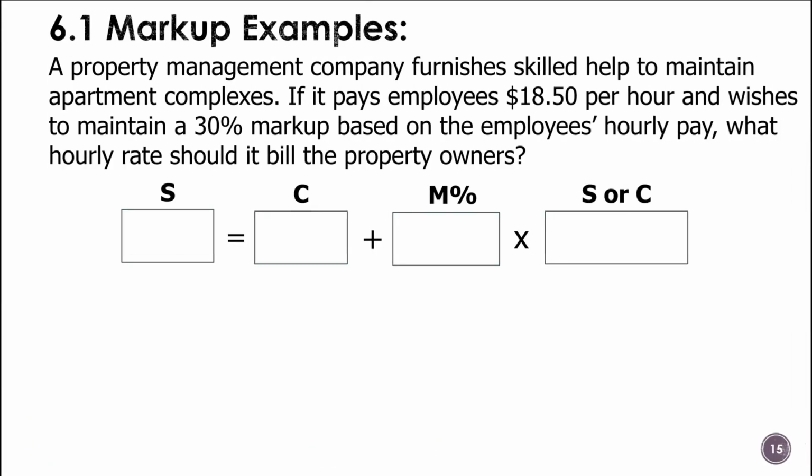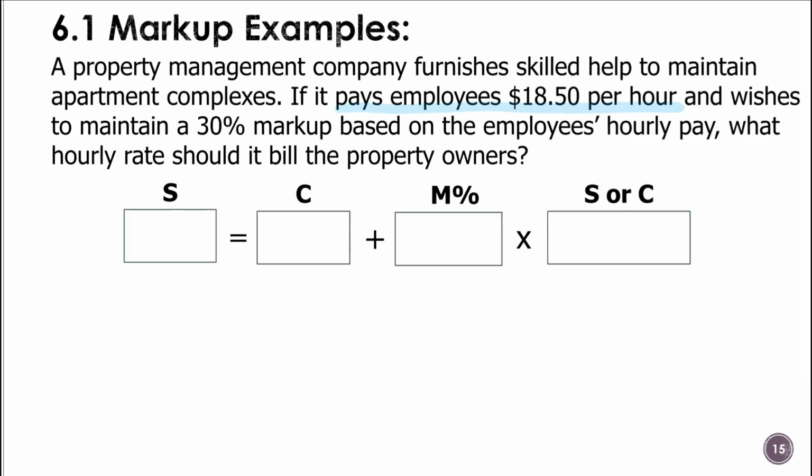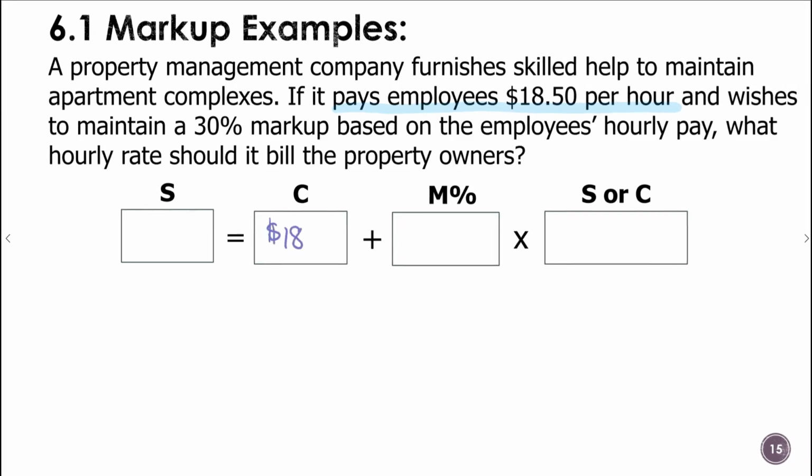Okay, so we're back to that property management thing. A property management company furnishes skilled help to maintain apartment complexes. If it pays employees $18.50 per hour, so right there, $18.50 per hour, we know the cost. So I'm going to go ahead and put cost right here because we have identified cost. And then it says they want to maintain a 30% markup based on employees' hourly pay. So that means that the markup is on cost of $18.50.